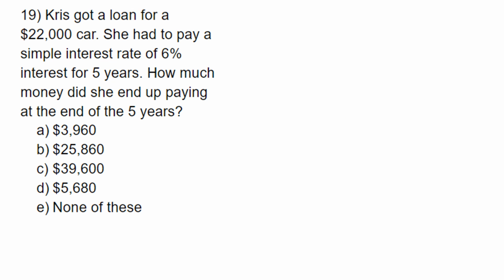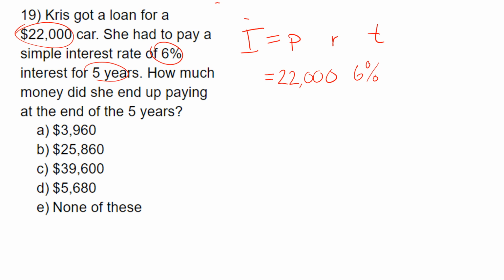Okay, Chris got a loan. This is where we use interest, I-P-R-T. Interest is principal, which you started with, times the rate, times the time. So the principal is 22,000. The rate is 6%, and the time is 5 years. But I need to turn 6% into a decimal, so that's 0.06 times 5.